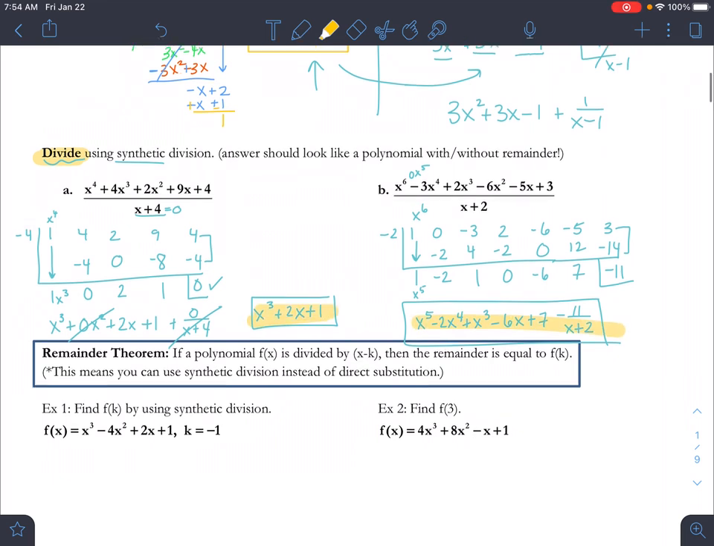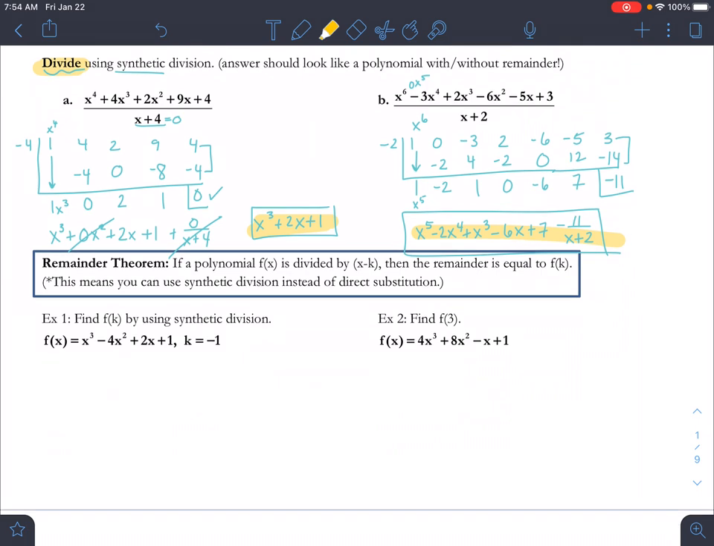Now, remainder theorem. This is kind of interesting as well. Still synthetic division. If we divide, the remainder is equal to f of k. So what that means is if I ask you what is f of negative 1, this says find f of k, so f of k would be what is f of negative 1?